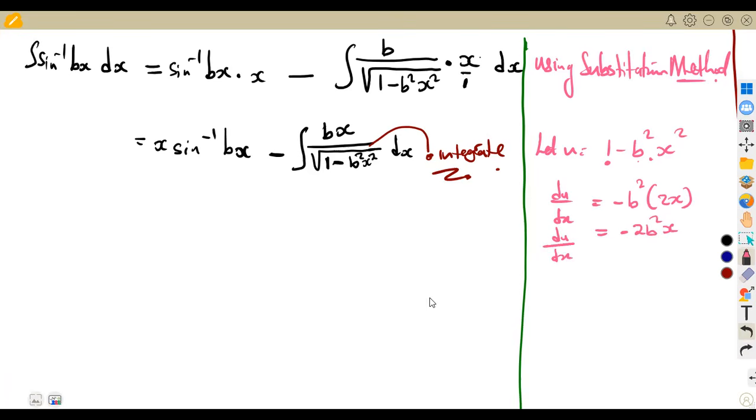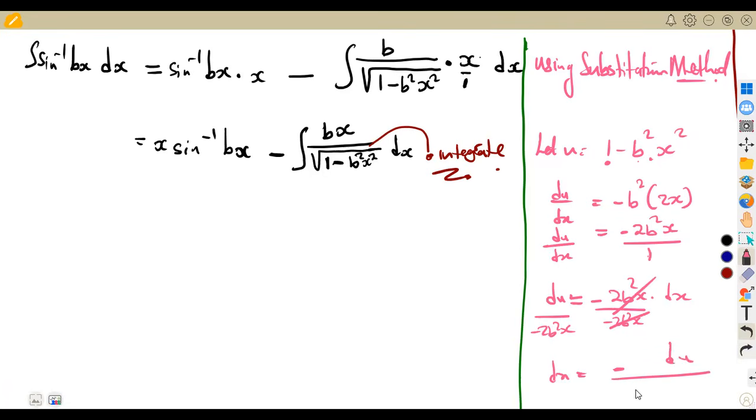You play around with your change of subject, make dx the subject, you cross multiply this and that, guys. Remember that concept. So this is going to cross multiply. This will be du is equal to minus 2b squared x times dx. We want to remove this dx, so you're going to make dx the subject. So we divide by negative 2b squared x on both sides. So this is it, guys. That's our dx, which is minus du, the minus, just take it on top, over 2b squared x.